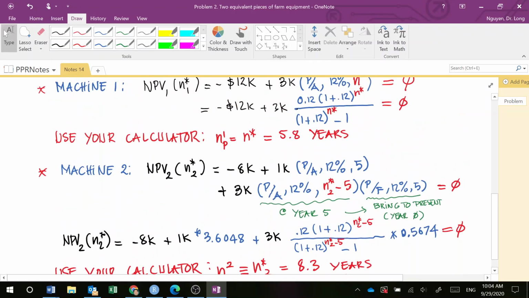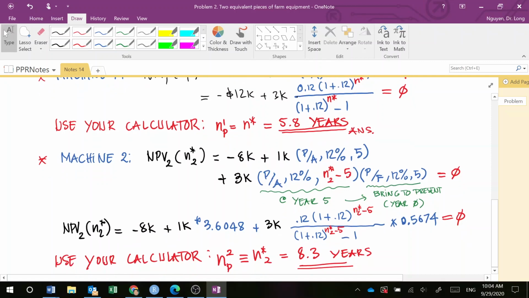So what we can say about this? Machine 1 takes 5.8 years to return the initial investment. Machine 2 takes 8.3 years to return your initial investment. So it takes longer for machine 2. If you see that here, everyone wants to return the money faster. So if with this method alone, you will choose machine 1 because it returns faster. Actually, it's faster by 2.5 years, as you can see there. So you will choose machine 1.